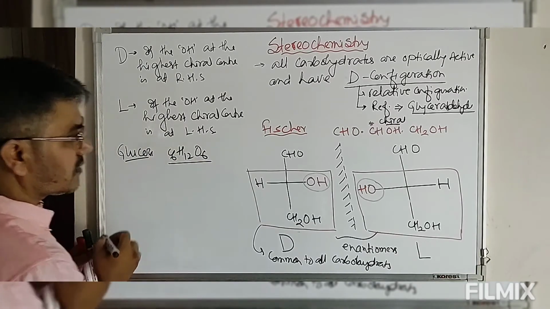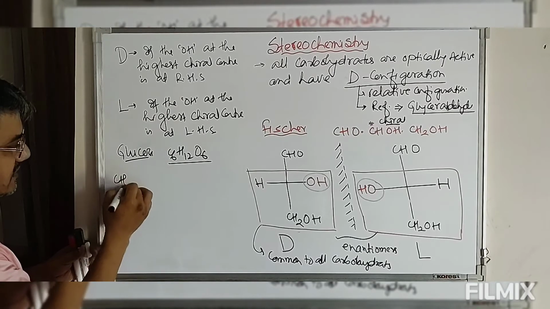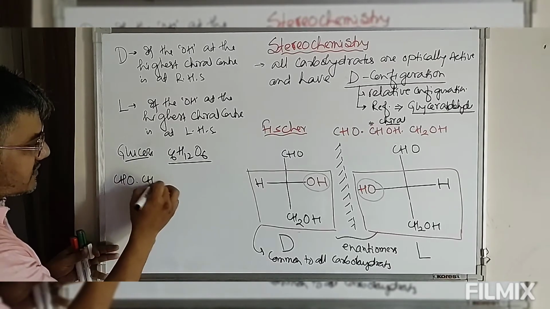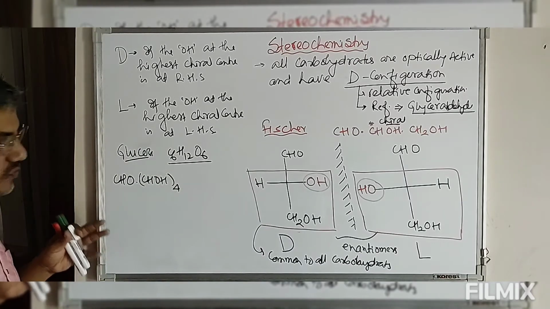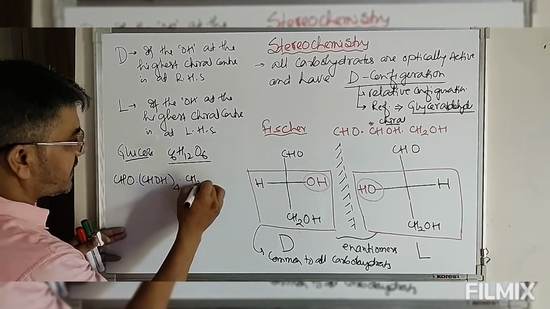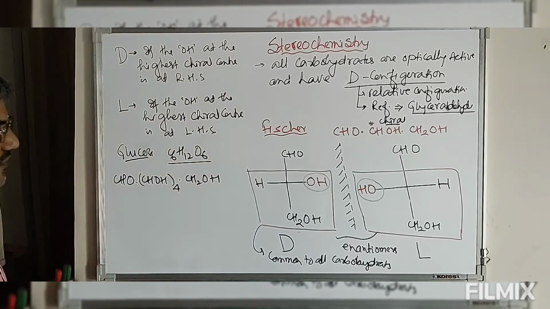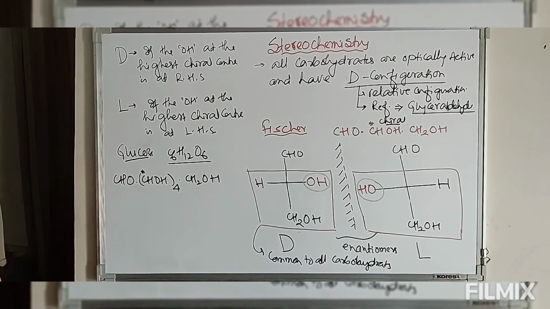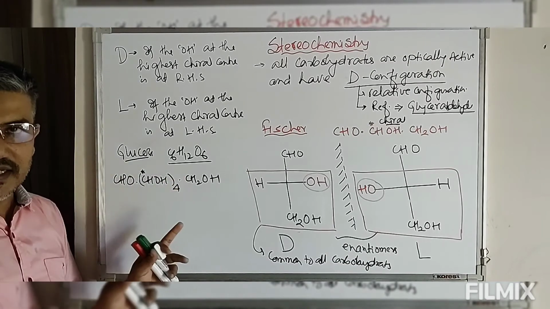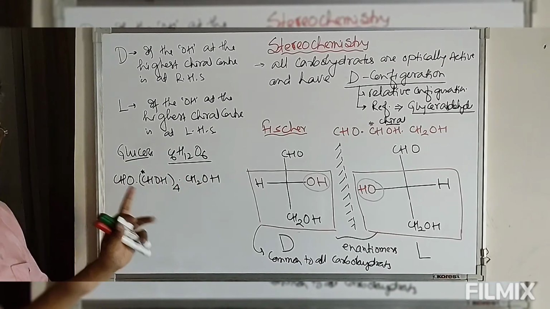Now the chemical formula, look at this. This is CHO, CHOH. We have 4 CHOH units, then we have CH2OH. So we have, look at it, this carbon which is placed in the first bracket, all these 4 carbons are chiral. So we have 4 chiral centers here.